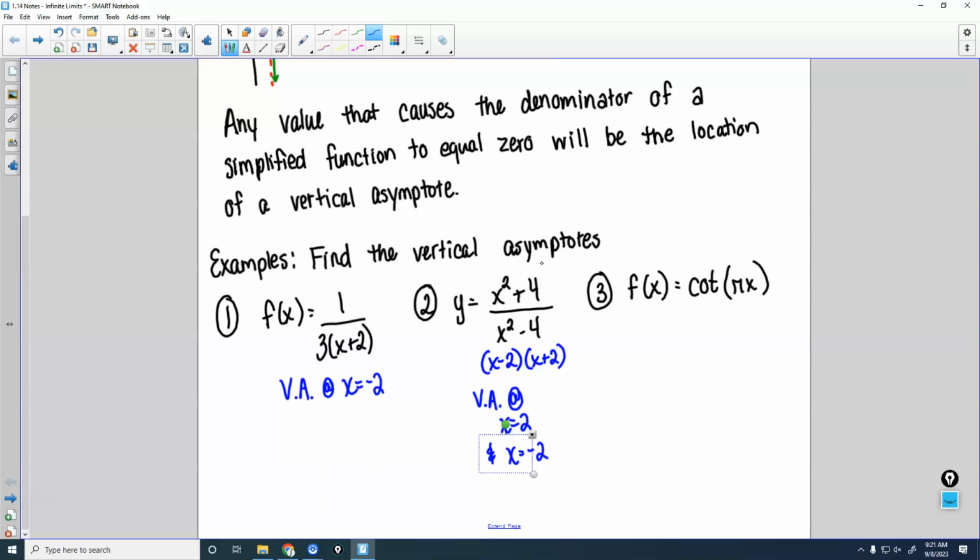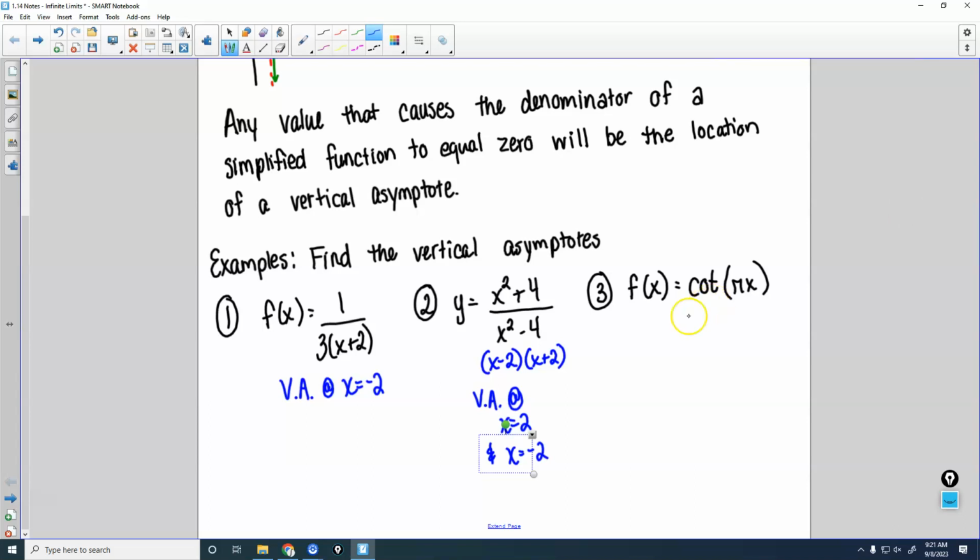What do you guys think about 3? Trig, everybody's favorite. Now, if it was sine or cosine, what would we say for vertical asymptotes? Do sine and cosine have vertical asymptotes? They do not. So we would not have any vertical asymptotes if it were sine or cosine. All of the other trig functions do have vertical asymptotes.